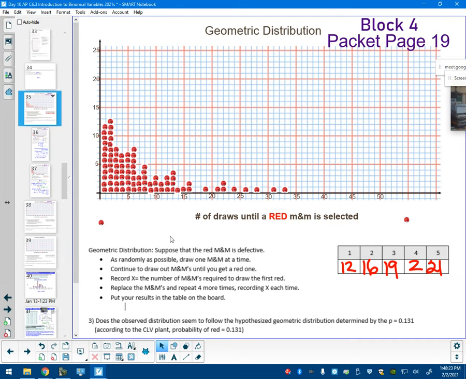All right, so this is a geometric distribution, and it is always severely skewed to the right. Because when you think about what's happening, geometric distribution should always be severely skewed to the right. Right? Okay.